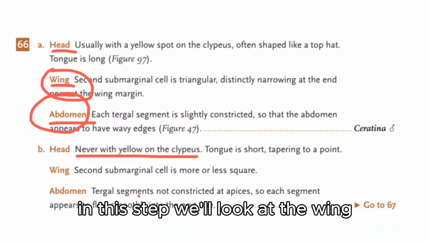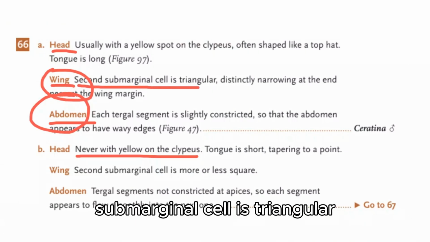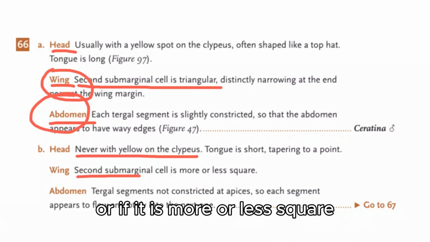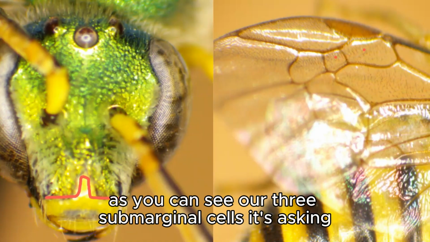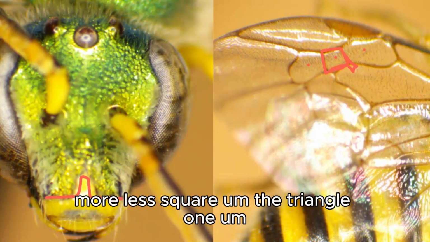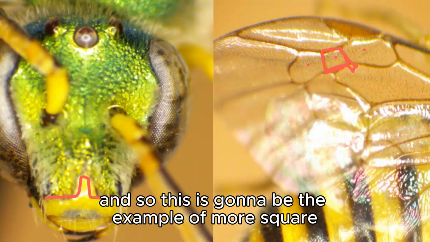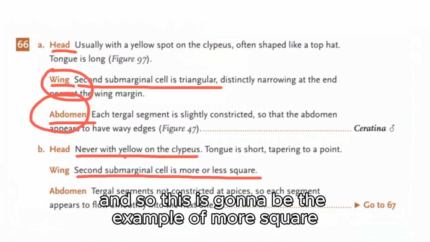In this step, we'll look at the wing, and it is determining if the second submarginal cell is triangular or if it is more or less square. As you can see, we have 3 submarginal cells, it's asking about that second one, and so this one looks more or less square. The triangle one, you can definitely see it in those ones that do have it. And so this is going to be the example of more square.